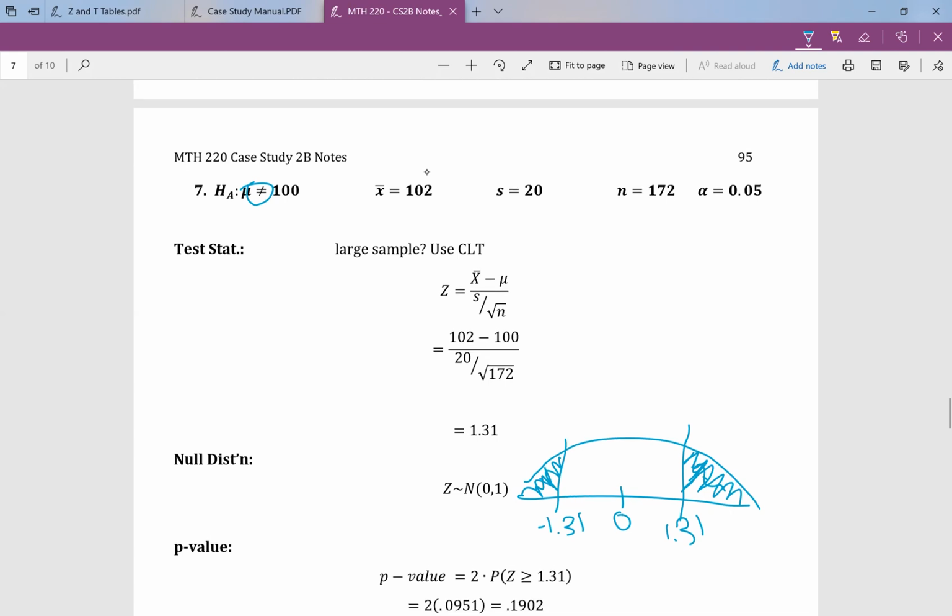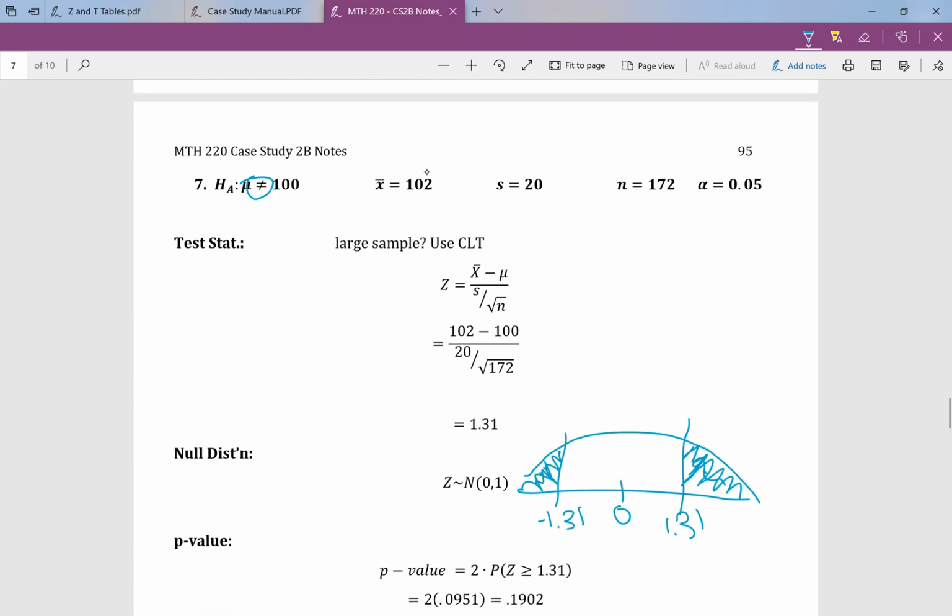All right, so we get 0.0951. Sorry, got a little distracted. Okay, and then we double that value that's in the tail to get 0.1902.